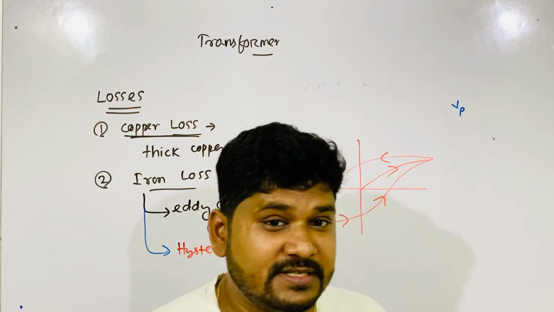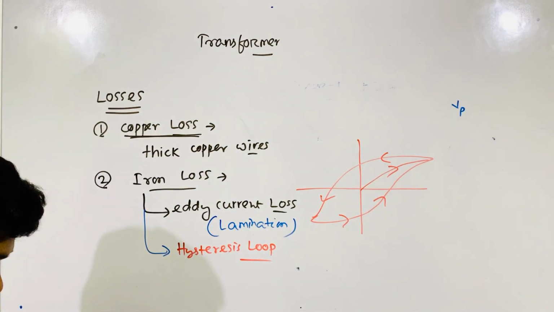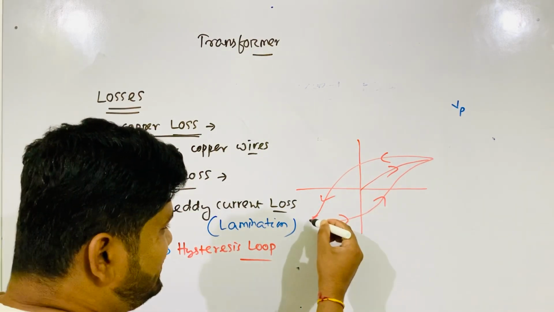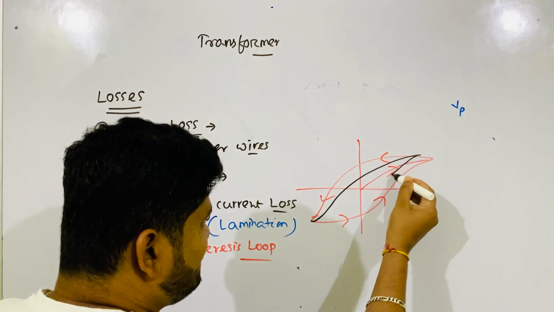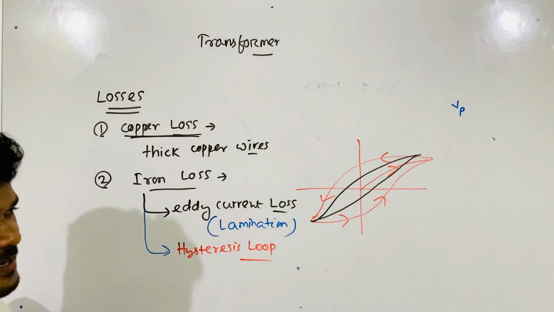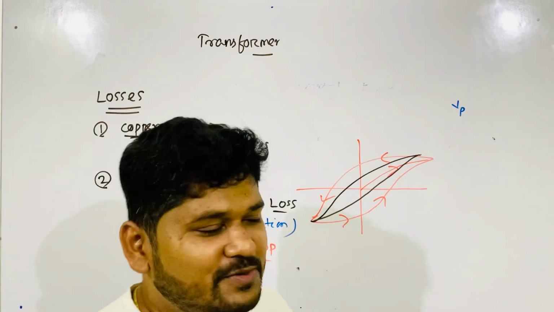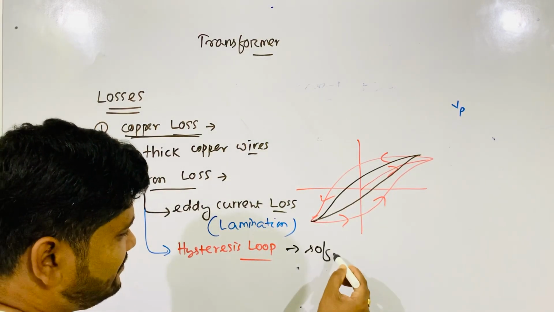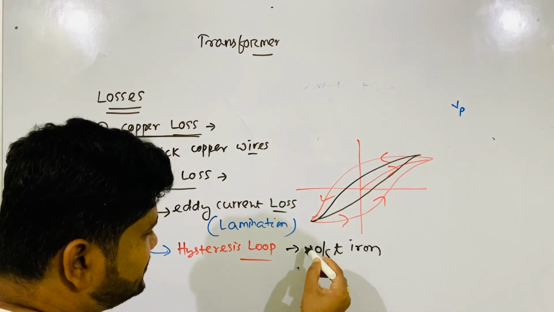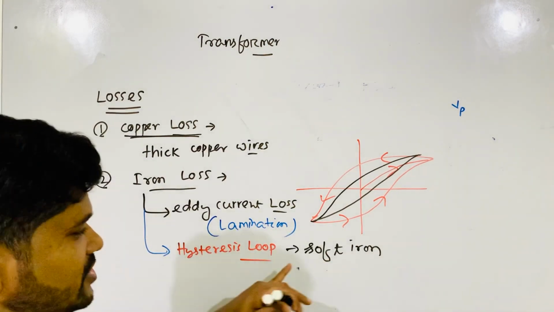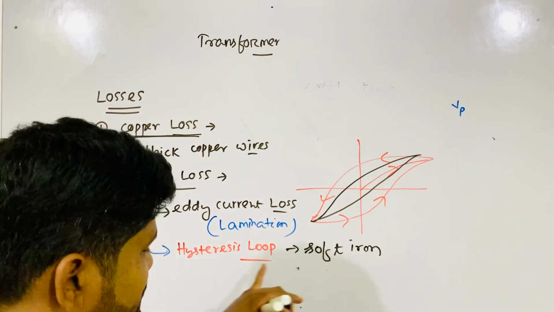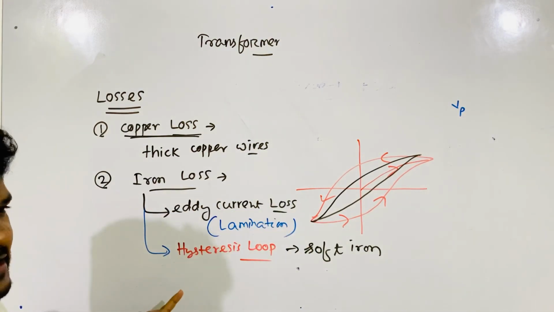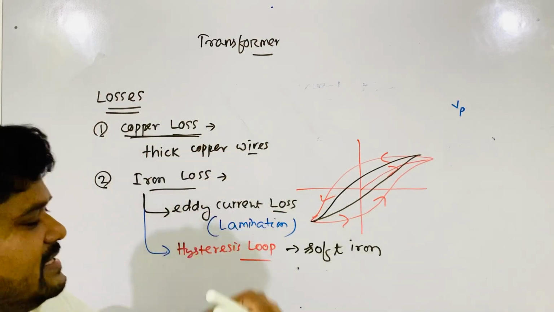How to minimize it? If this loop is a very thin loop, then the loss will also be less. And for which material is this loop very thin? That is soft iron. So that's why we are taking soft iron, to minimize hysteresis loss. Laminated core to minimize eddy current loss. Thick copper wire to minimize copper loss.